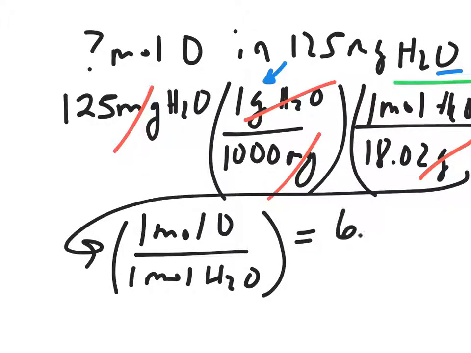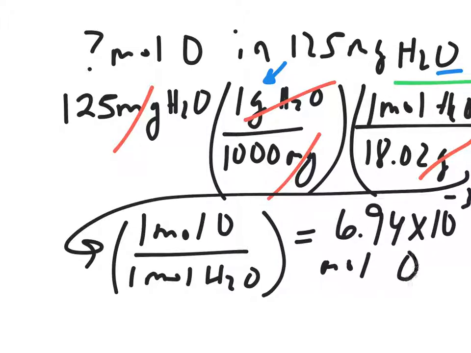And if you do that, you get the same number we got before. There's 6.94 times 10 to the minus 3 moles of oxygen when we have 125 mg of water. That's also the same number of moles of water because it is a 1-to-1 mole ratio. So if you have 125 mg of water, you end up with 6.94 times 10 to the minus 3 moles of water and 6.94 times 10 to the minus 3 moles of oxygen.